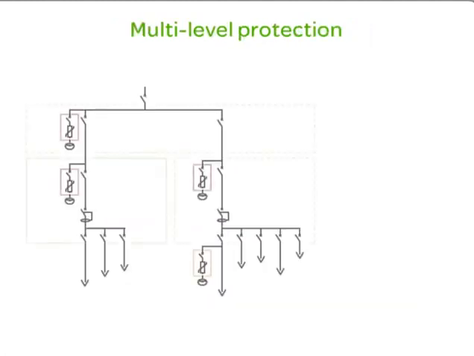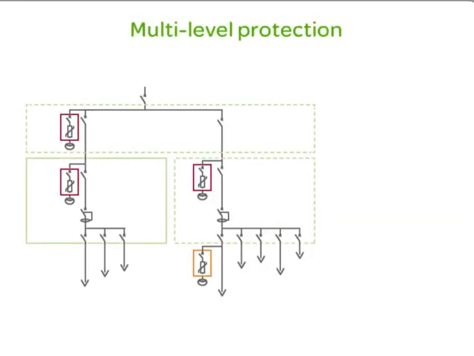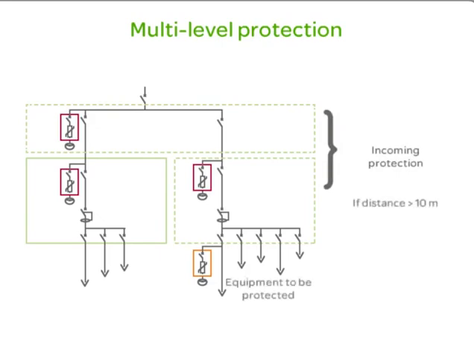However, people are often unaware that the protection installed at the incoming point is not always sufficient to protect sensitive loads, especially when they are at a distance. This is why fine protection is installed when the distance between the incoming protection device and the equipment to be protected is more than 10 meters.